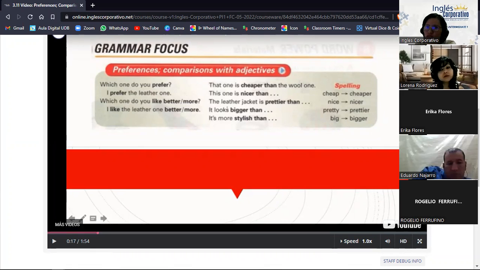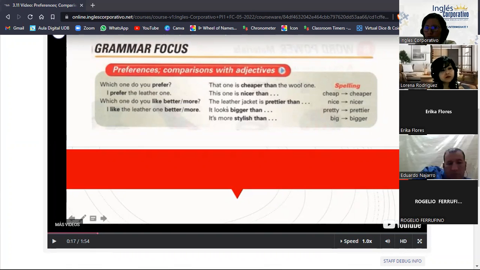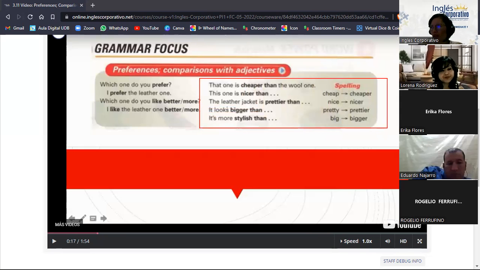Because the structure itself that we are about to talk about is going to be the one that we have here, okay? Acá, esta parte de acá es la que vamos a hablar un poquito. Cuando yo digo cheaper than, ¿verdad? For example, I can say what?